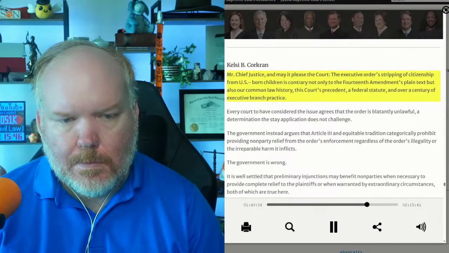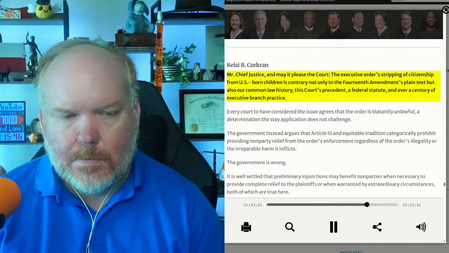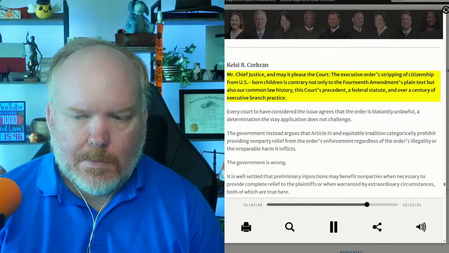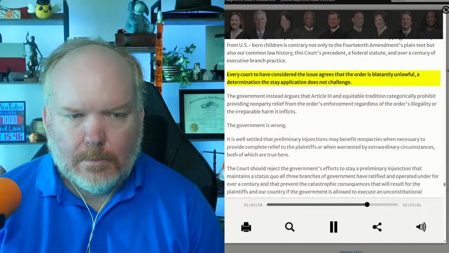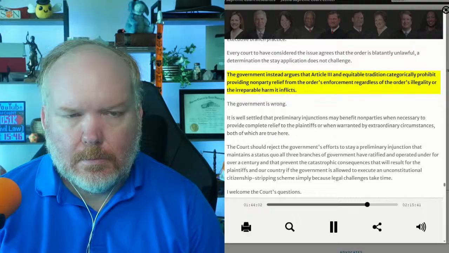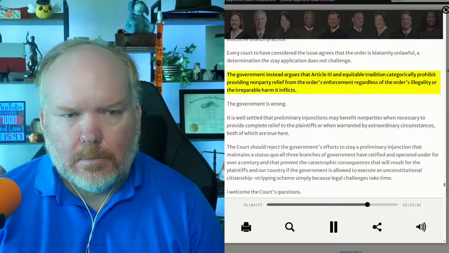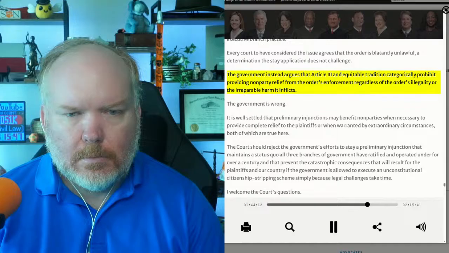Ms. Corcoran? Mr. Chief Justice, and may it please the court. The executive order's stripping of citizenship from U.S.-born children is contrary not only to the 14th Amendment's plain text, but also our common law history, this court's precedent, a federal statute, and over a century of executive branch practice. Every court to have considered the issue agrees that the order is blatantly unlawful, a determination the stay application does not challenge. The government instead argues that Article 3 and equitable tradition categorically prohibit providing non-party relief from the order's enforcement, regardless of the order's illegality or the irreparable harm it inflicts.